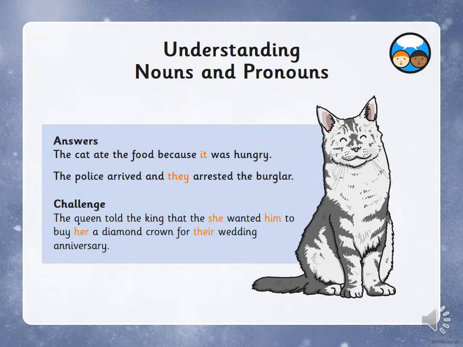Here are the answers. The cat ate the food because it was hungry. The police arrived and they arrested the burglar. Challenge: the queen told the king that she wanted him to buy her a diamond crown for their wedding anniversary. So when you remove the nouns after only using them once, it doesn't become so repetitive.